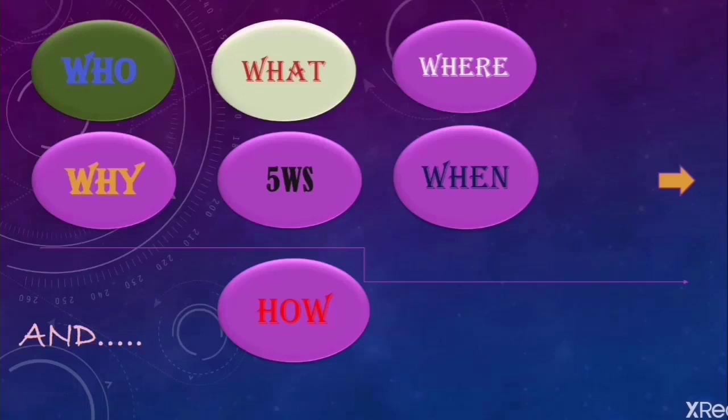Our first word is who. Who will tell us about the doer of the action. For example, she likes cats. Who likes cats? She, the doer of the action. Our second word is what. What will tell us about the object? For example, she likes cats. She likes what? Cats. So what will tell us about the object.